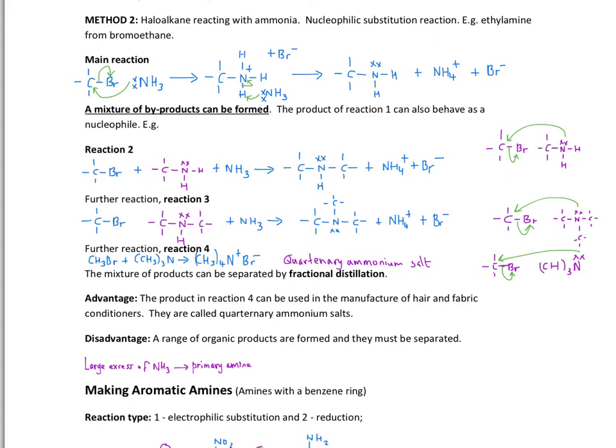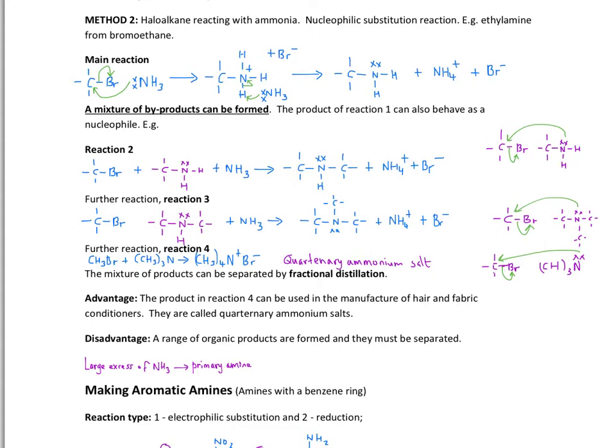So these products will need to be separated by fractional distillation. There is an advantage of this in that this product can be used in hair and fabric conditioners. A disadvantage though is that all these different amine compounds need to be separated, and they can be separated by fractional distillation, but it does make the process a little more difficult.